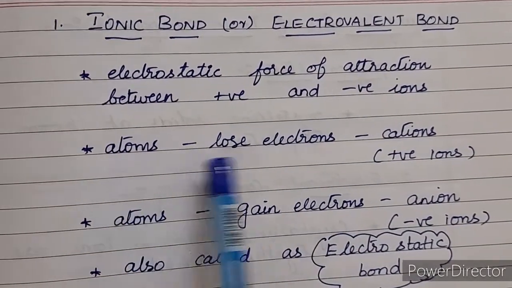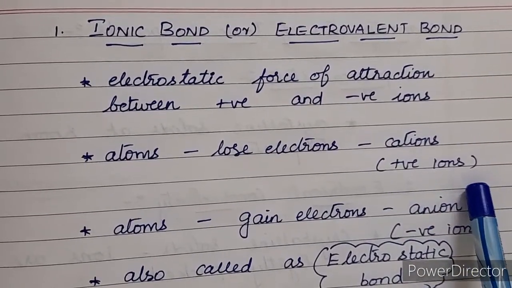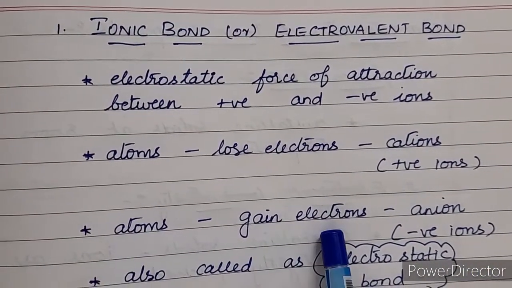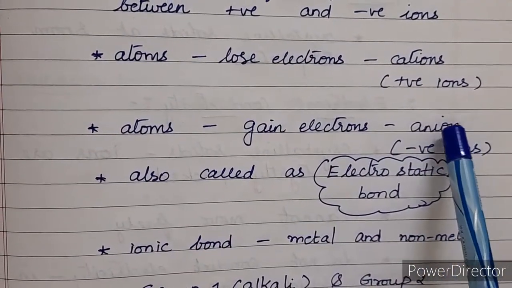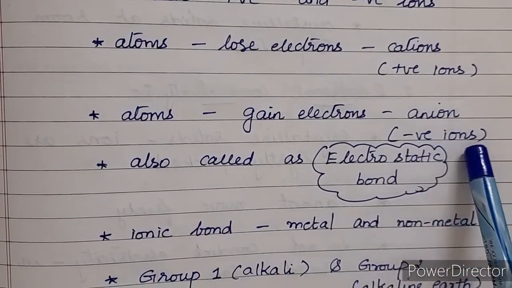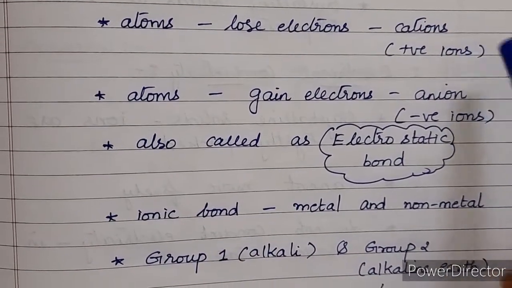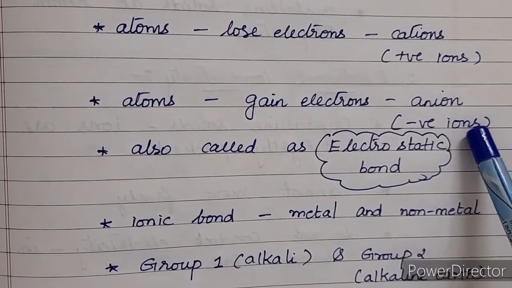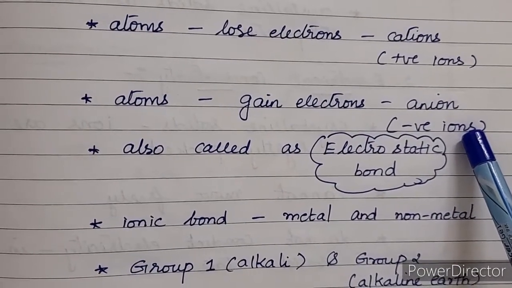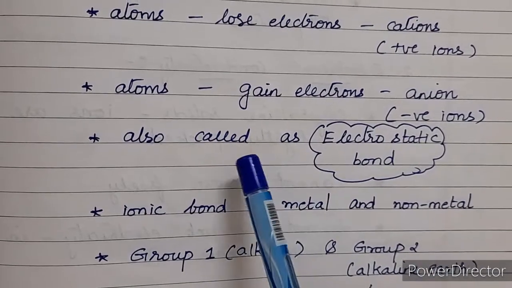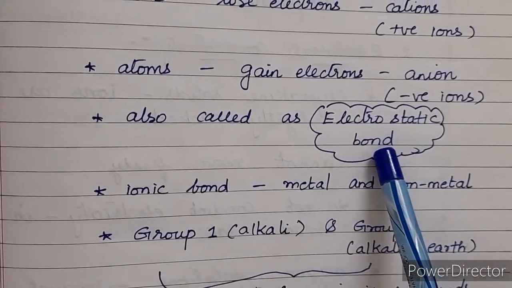So when an atom loses an electron, it becomes a cation, or the positive ion. When an atom gains an electron from the other atom, it becomes an anion, that is the negative ion. So there is a force of attraction between the positive ion and the negative ion. Since there is an electrostatic force of attraction between the positive and the negative ion, this ionic bond is also called an electrostatic bond.